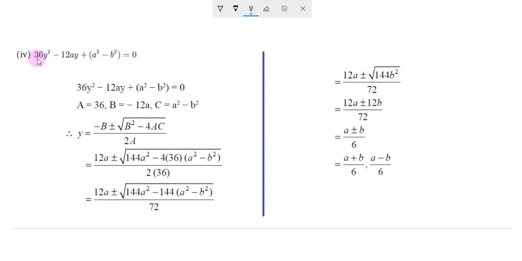Now subdivision 4. 36y square minus 12ay plus a square minus b square equal to 0. The same way compare. Here they use small a square, small b square already. So let us change our formula. We know this method. So ax square. Usually we will take small a x square. Am I right? Small a square plus small b x square we will take. And here they use small a square, small b square. So we should not allow any confusion here. So we take our formula capital A x square plus capital Bx plus capital C equal to 0.